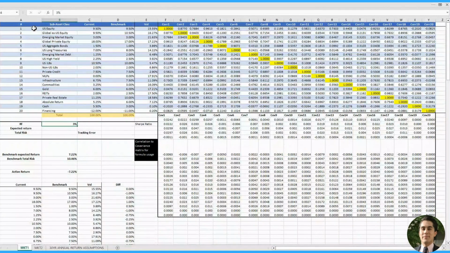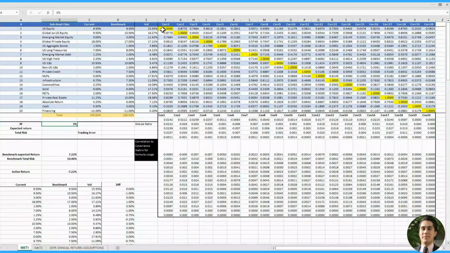So what are the inputs? We are given the 20 sub asset classes, from US equity to cash to absolute return to commodities to high yield, etc. Then we also have the current weight. The weights are basically the market value of the asset class divided by the total market value of the portfolio. In this case, this is just an assumption. For example, 9.5. So basically, say this is a 100 million portfolio, there will be 9.5 million allocated in US equity, and the benchmark has different weights.